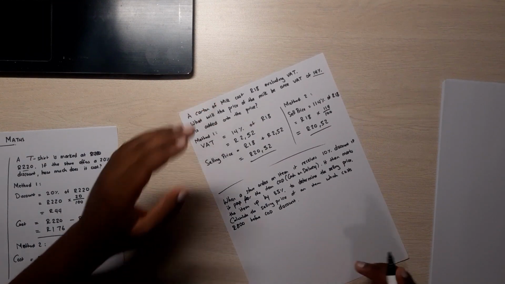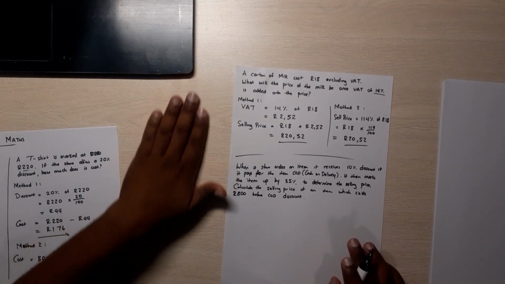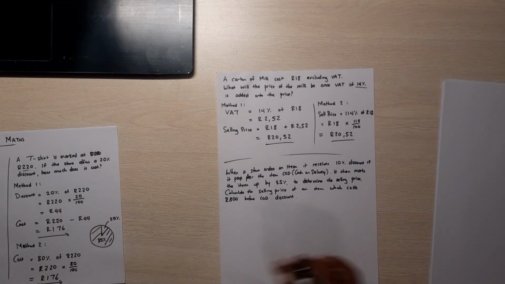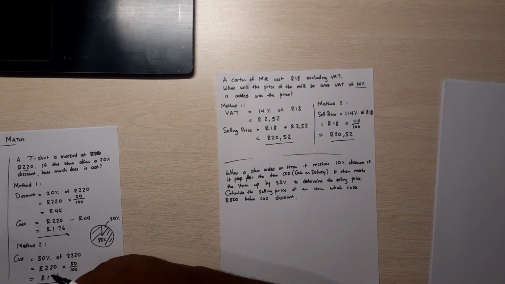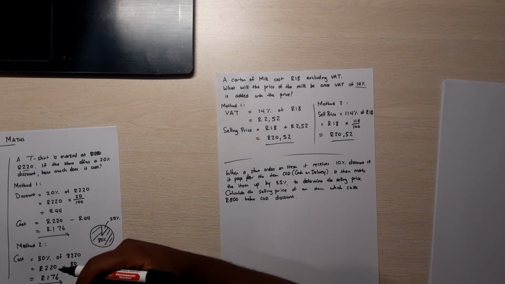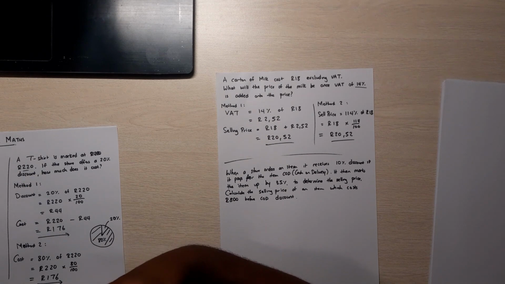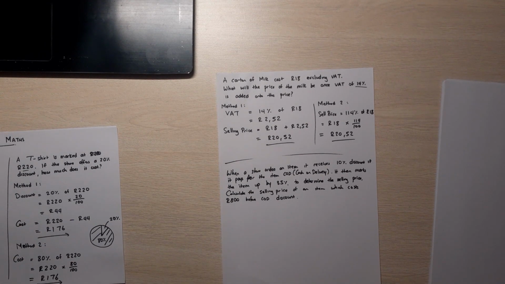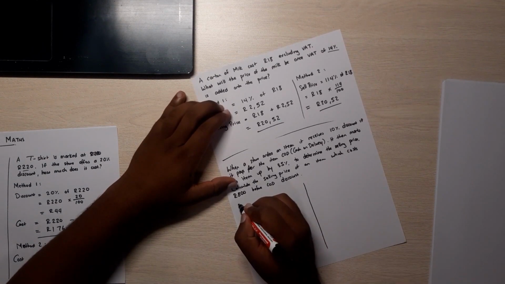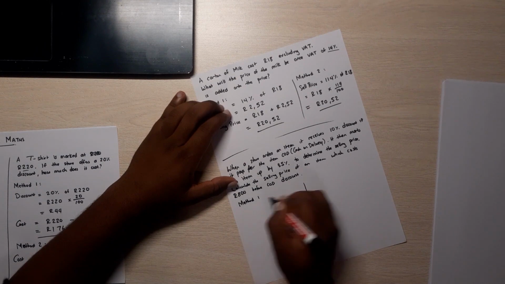Okay. So when a store orders an item, it receives a 10% discount if it pays for the item in cash on delivery. It then marks up the item by 35% to determine the selling price. Calculate the selling price of an item which costs 800 rand before the discount, right? Two methods again. Method 1 here, method 2, right?